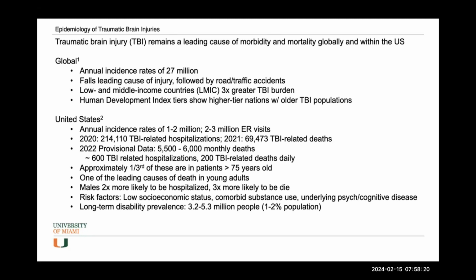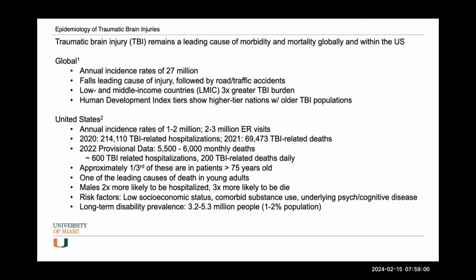Within the United States, the annual incidence rate is about 1 to 2 million per year, and that's less than the actual 2 to 3 million people who come to the ER for TBI-like symptoms. In 2020 and 2021, there were approximately 214,000 TBI-related hospitalizations and about 70,000 TBI-related deaths. That's the last year for which we have complete data from the CDC. 2023 and 2022 provisional data that came out recently shows that there are about 6,000 monthly deaths related to a TBI, and a third of those patients tend to be over the age of 75.